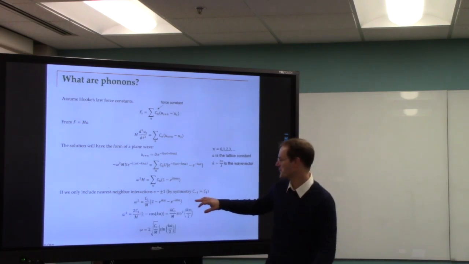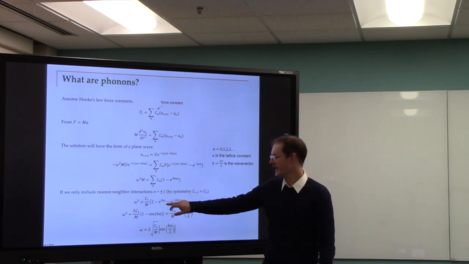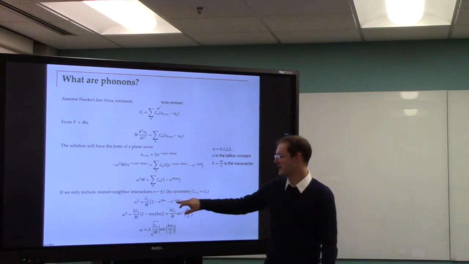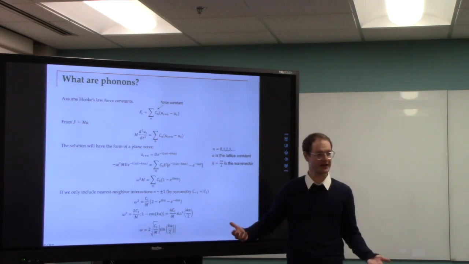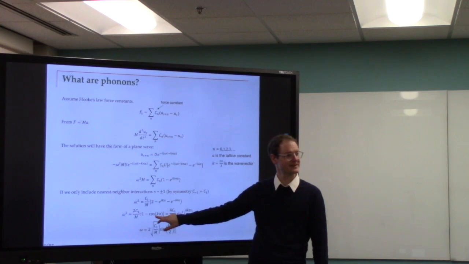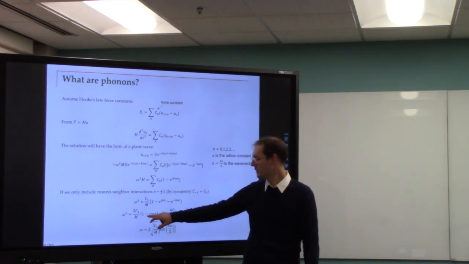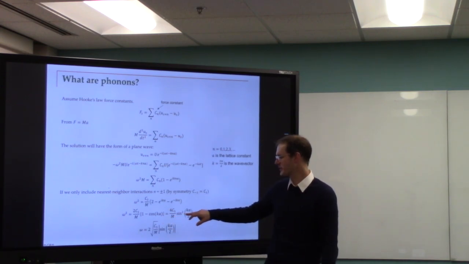And so using a trig identity, e to the ika plus e to the minus ika equals 2 times cosine of ka. So we can substitute a cosine here. And then using another trig identity, 1 minus cosine of x equals sine squared of x over 2.